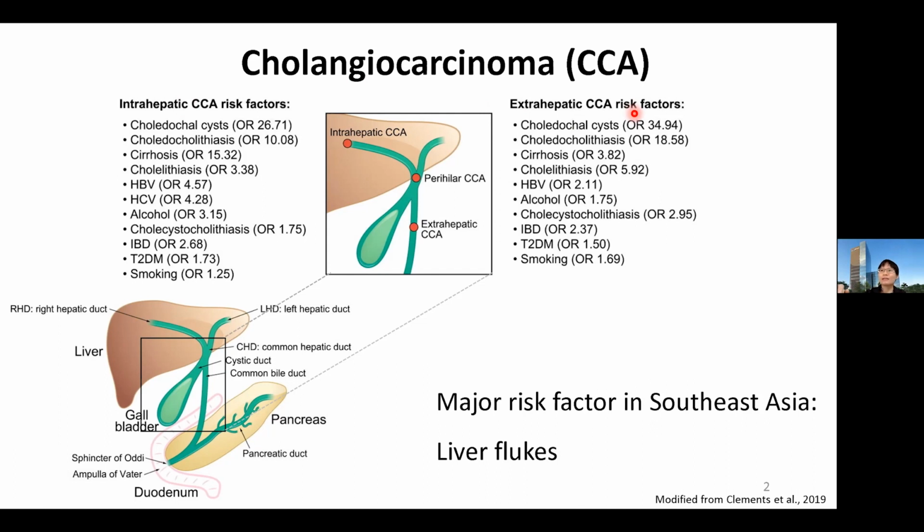Cholangiocarcinoma is the second most common form of liver cancer, and it accounts for about 10 to 25% of all liver cancer cases. The risk factor for cholangiocarcinoma differs by geography. For the Western places, the major risk factors are cholangitis and hepatitis, whereas for the Asian regions, in particular Southeast Asia, infection by liver fluke is the major driving force for cholangiocarcinoma.